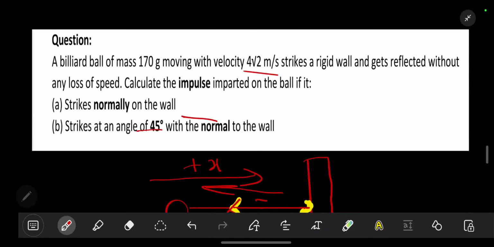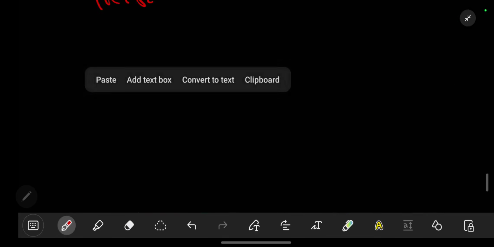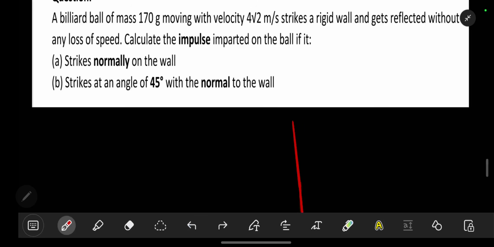When it is both in the x and the y, let me move this. Now here you need to be very careful. If we have a horizontal wall like that, what we always use is the angle between the normal and where it was drawn. In this case, we have been told that it strikes at an angle of 45 with the normal to the wall, meaning to say it moves like that. Then this angle will be 45, with the normal to the wall.